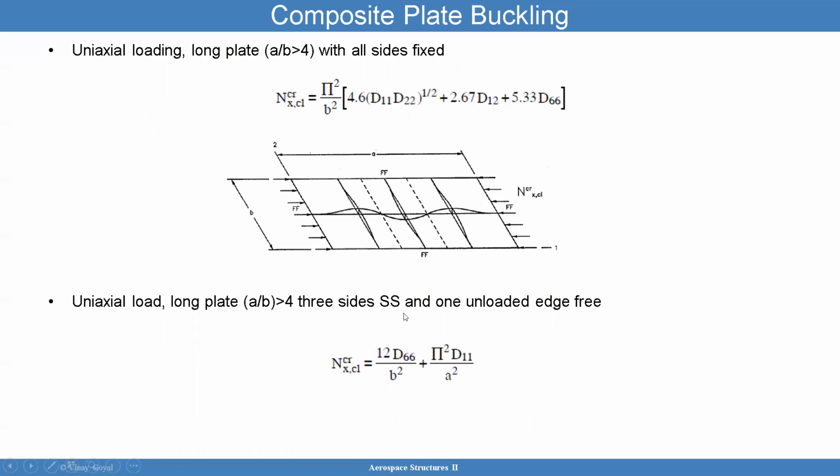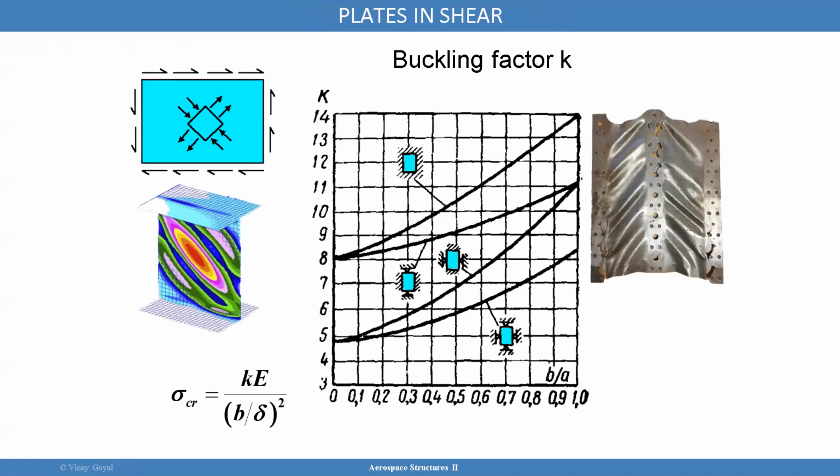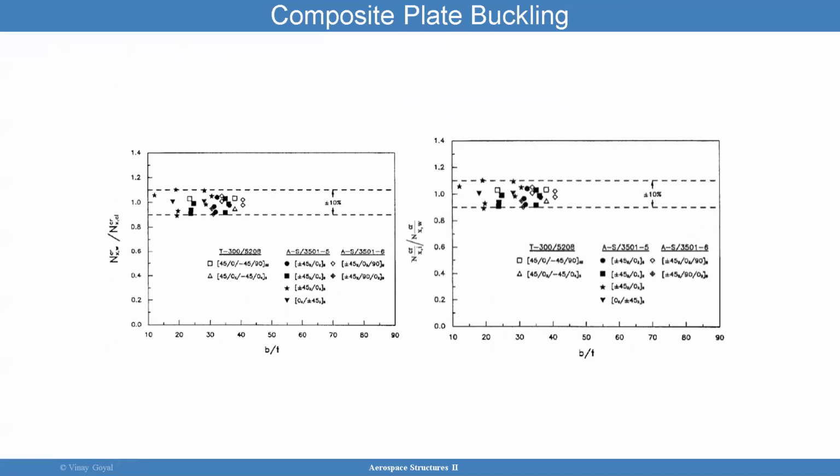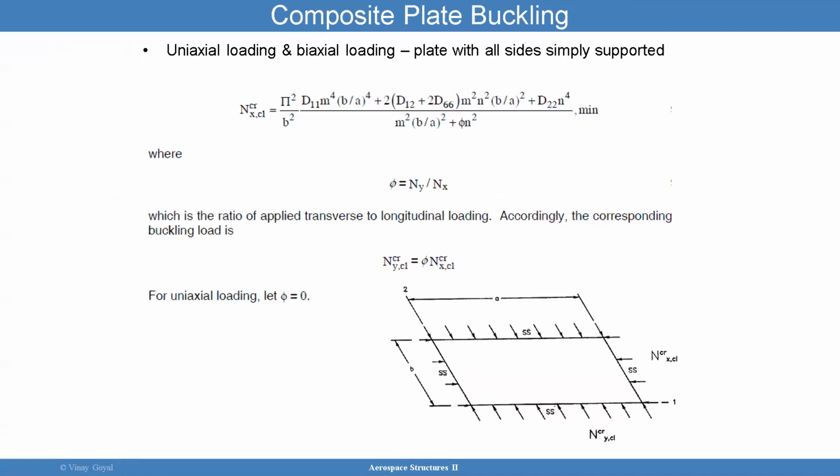There are many formulas for different boundary conditions. Here you can see solutions for isotropic plates, but also for composite plates, and they can be fairly leveraged. Here's a solution for uniaxial loading and biaxial loading, so basically you have loading in both directions now. You can see that I can apply a load that's phi times the load in the other direction. So phi can be varied, and this buckling solution will still work by putting phi in there.